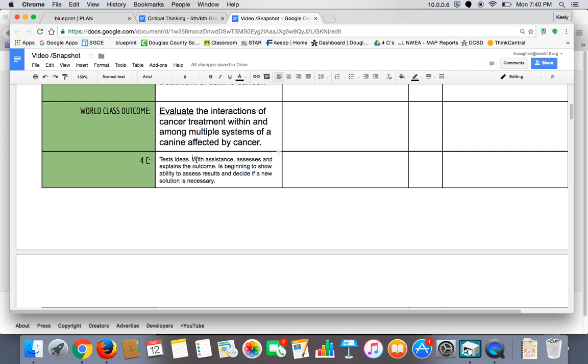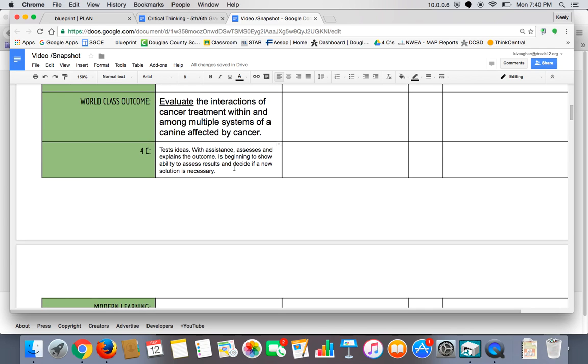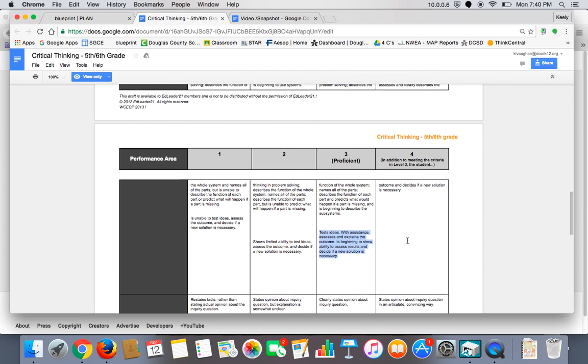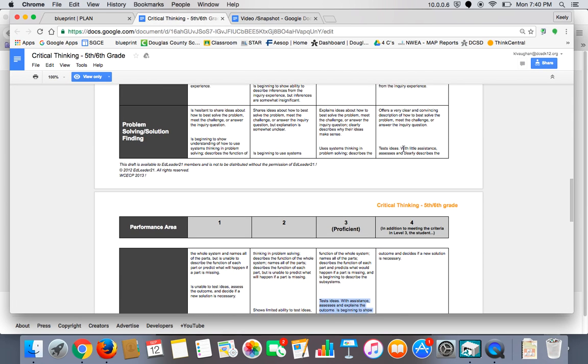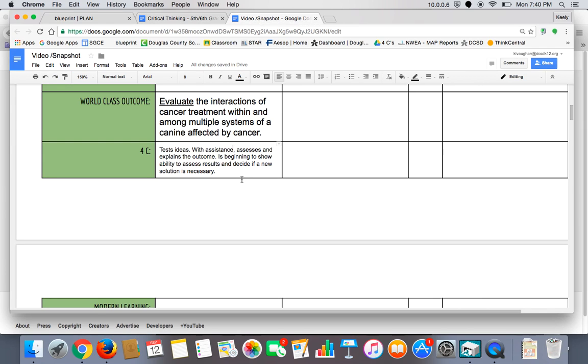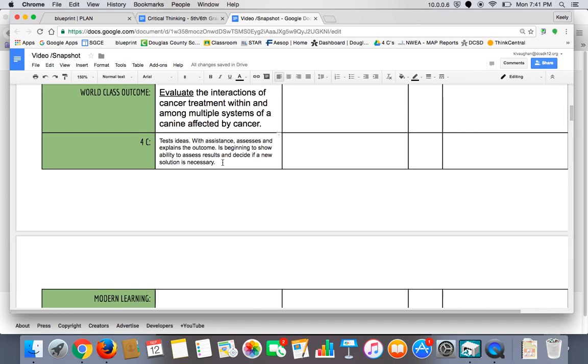So this is with assistance, which means I'm going to need some help in this, and that's okay. If I didn't think I needed some help, I could look over in my category 4 and add with little assistance. But this is new for me. Like I said, I don't test my ideas very often. I get to my prototype, and that's usually kind of it. So I know I'm going to test ideas with assistance, assesses and explains the outcome, is beginning to show the ability to assess results and decide if a new solution is necessary.